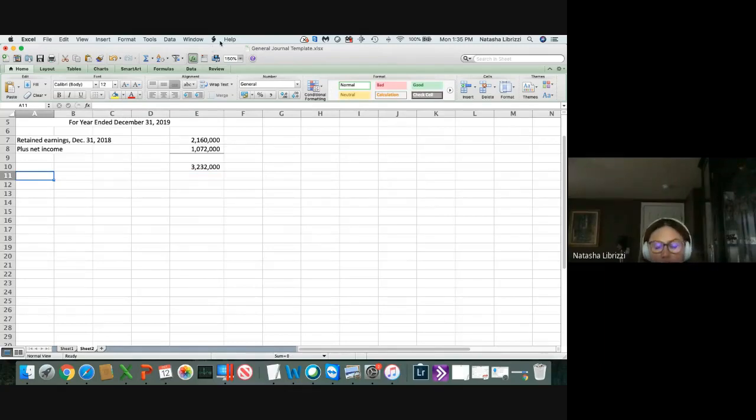Now, let's look at our deductions. What things reduce my retained earnings? My cash dividend. You can have a stock dividend too, but in this case, we just had a cash dividend. So I have cash dividends declared.